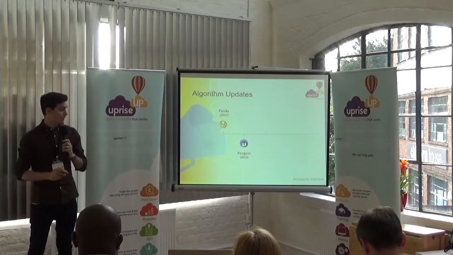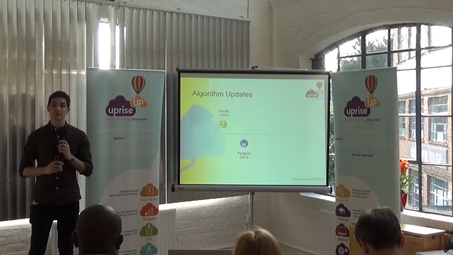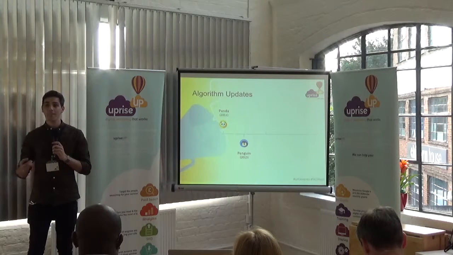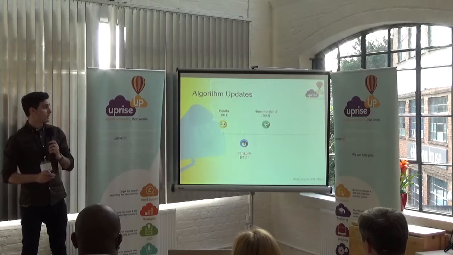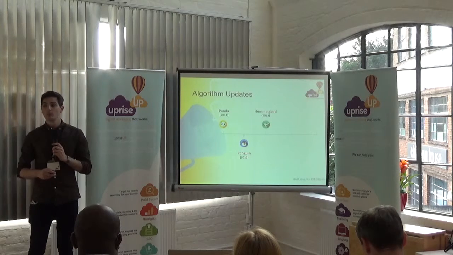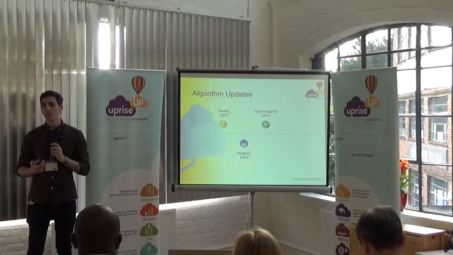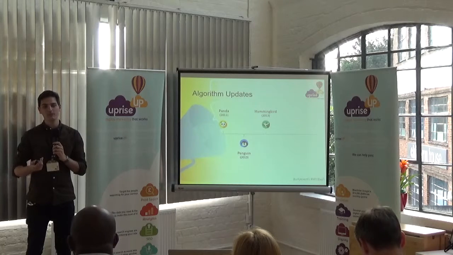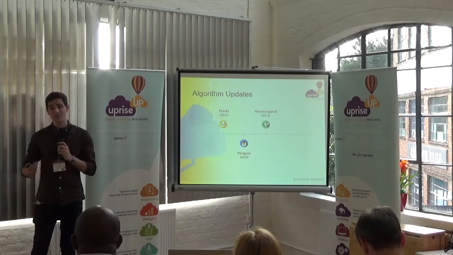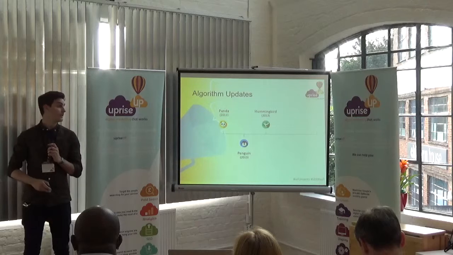Another one was Penguin. This was in 2013, and this specifically looked at link building and backlinks, again, to see if there was any malpractice. Hummingbird in 2013 was looking at the semantic understanding of the search engine. So what do you actually mean when you search for how high is Everest? You're not looking for a load of articles just about Everest, you're looking for specific information.